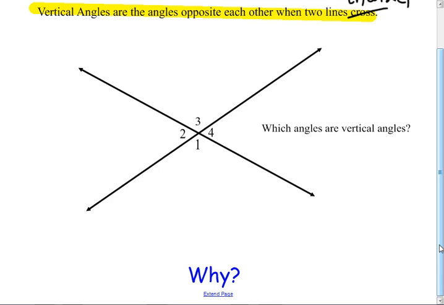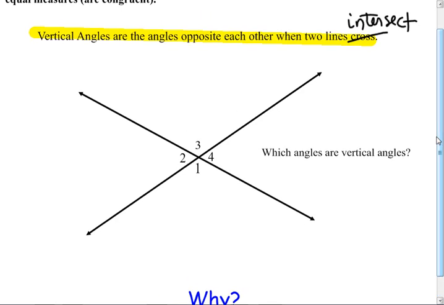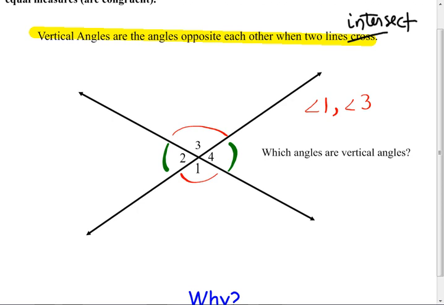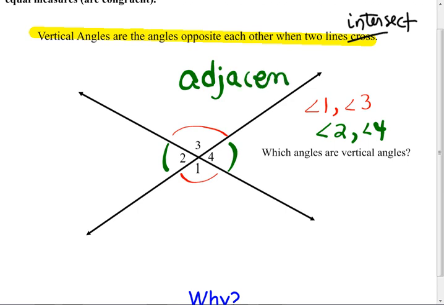Okay, so which ones are vertical angles? Angles 1 and 3. There's another pair. 2 and 4. And you're going to see this on the MCA as well. So they're opposite each other. 2 and 3, the word for that would be adjacent. So opposite, you're going like across the room.